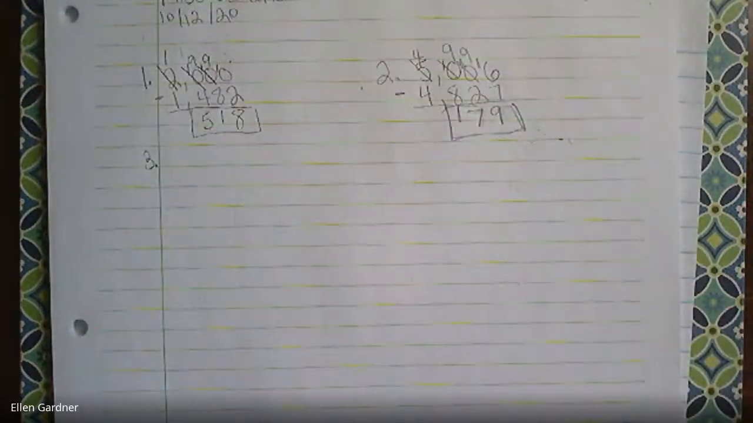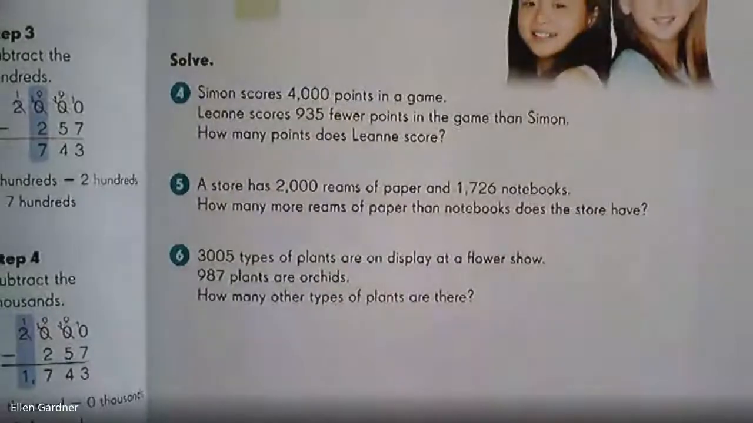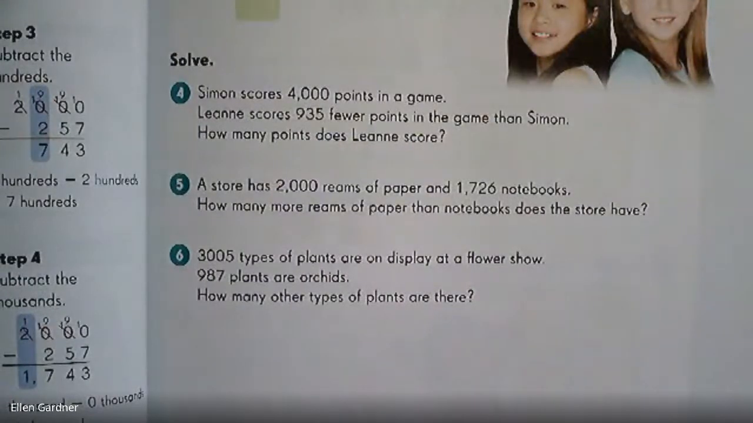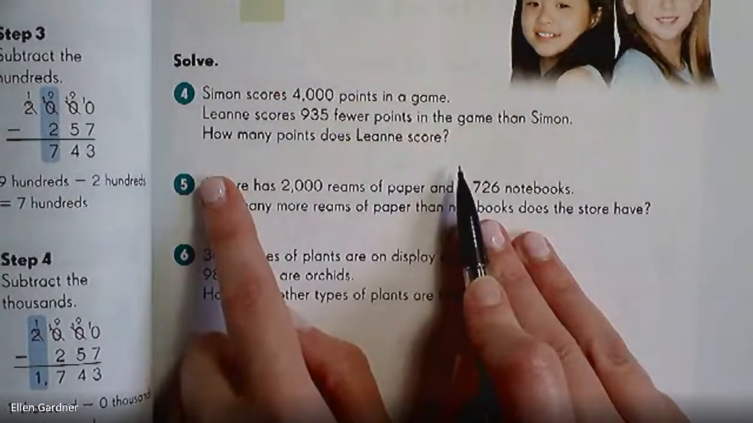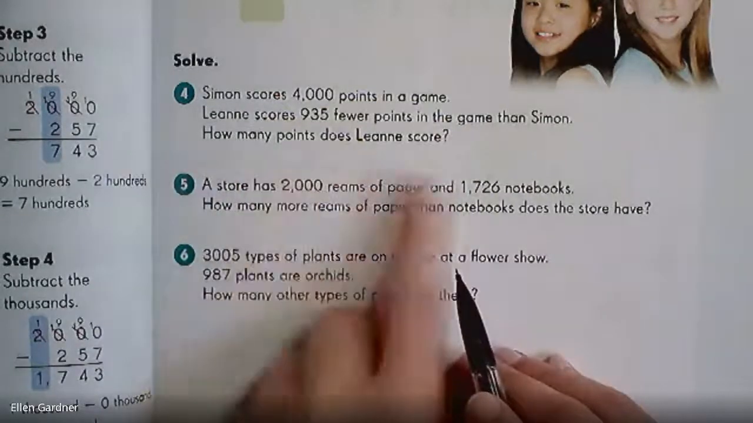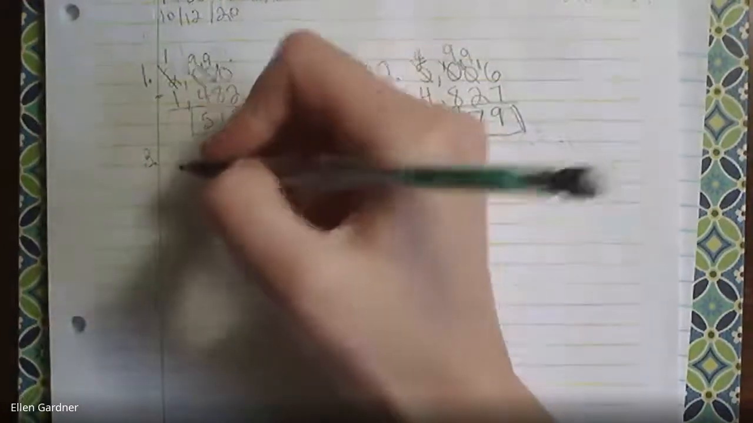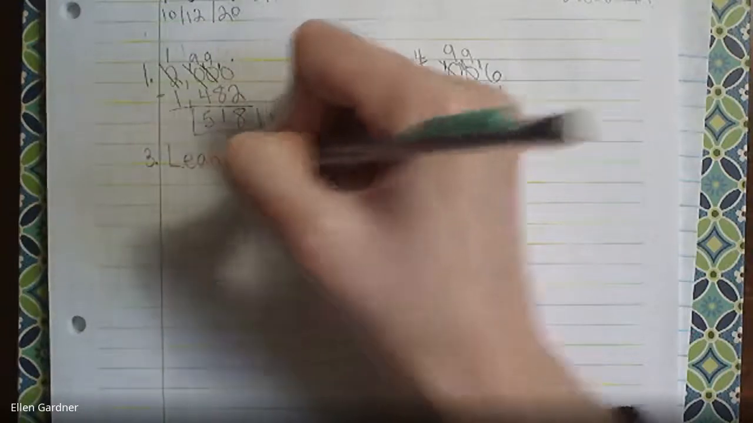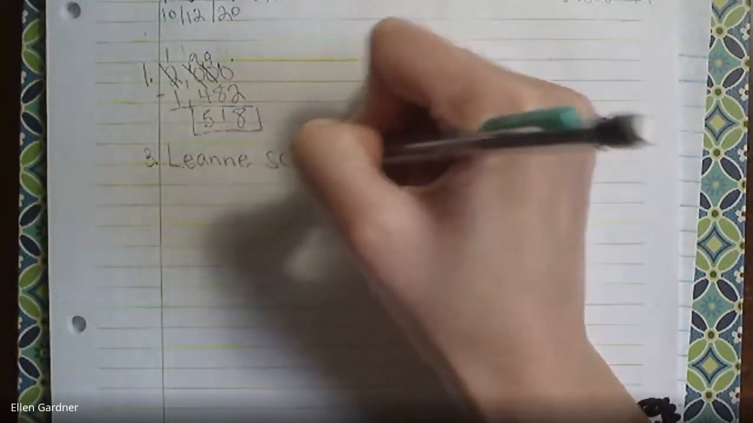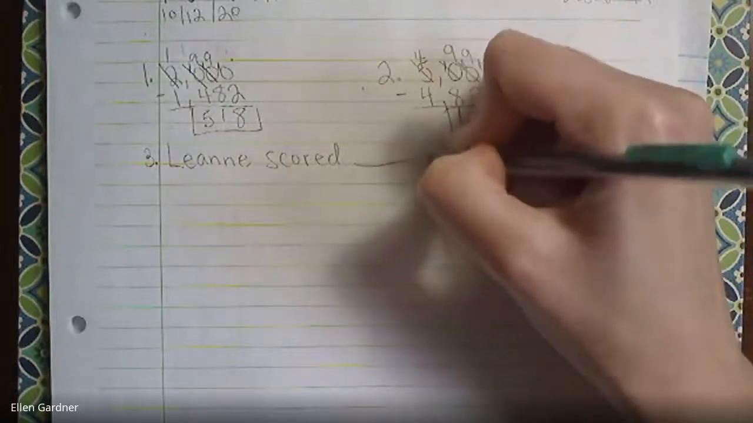Now, we are going to begin this problem by creating an answer sentence. What are we trying to solve for? If you said the number of points Leanne scored, you are correct. So that is what we are trying to solve. So our answer sentence with a blank for the answer could look something like this. Leanne scored blank points.